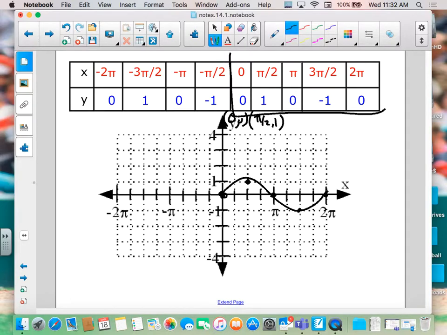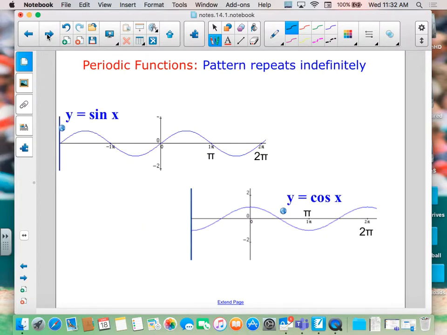If I graph the other side, negative pi over 2 is down to negative 1. Negative pi is 0. Negative 3 pi over 2 is 1. Once you do enough of these, you can kind of see how it rolls. Again, you could put arrows on it. It's a good idea to know that it goes on forever, and it is cyclical and has all those properties.